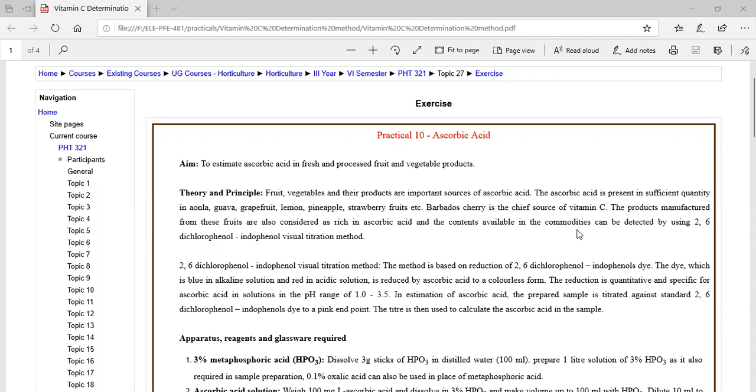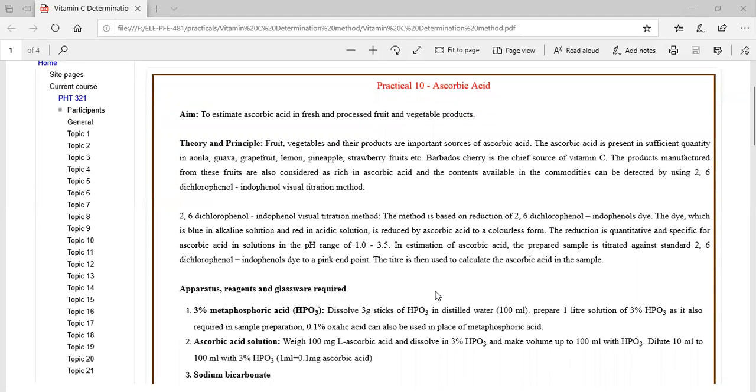The ascorbic acid available in the commodities can be detected by using a chemical, the 2,6-dichlorophenol indophenol visual titration method. Now we will see in detail what that method is. This method is based on the reduction of 2,6-dichlorophenol indophenol dye. The dye is blue in alkaline solution and red in acidic solution, and it is reduced by ascorbic acid to a colorless form.